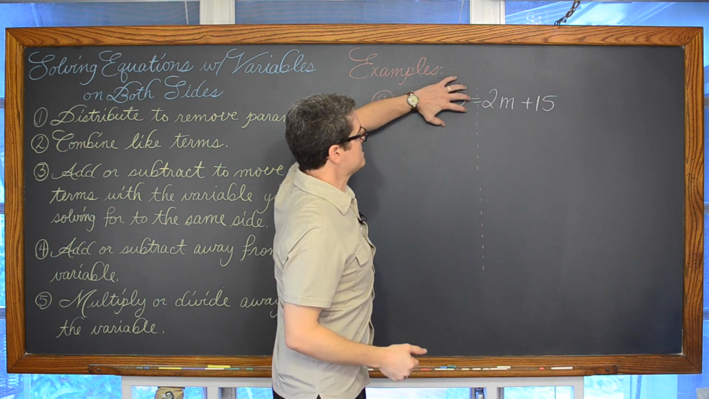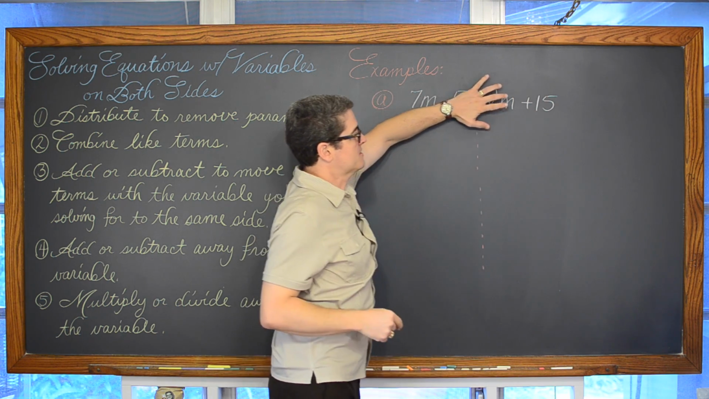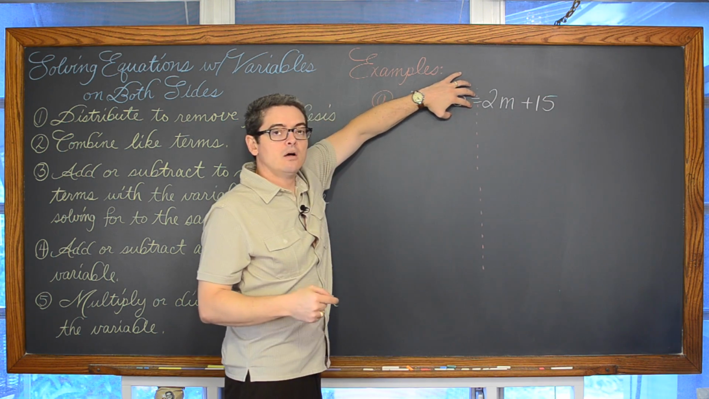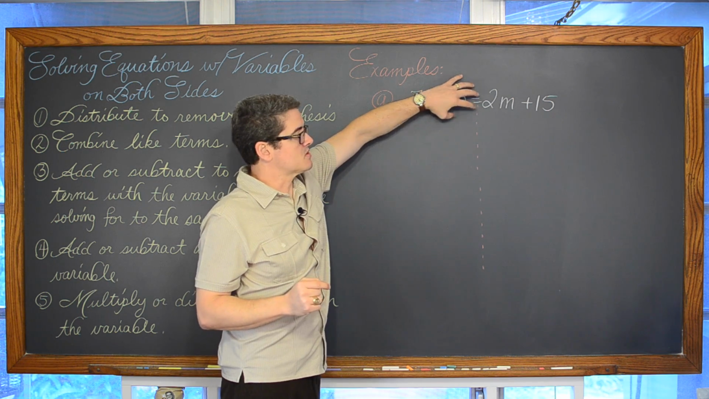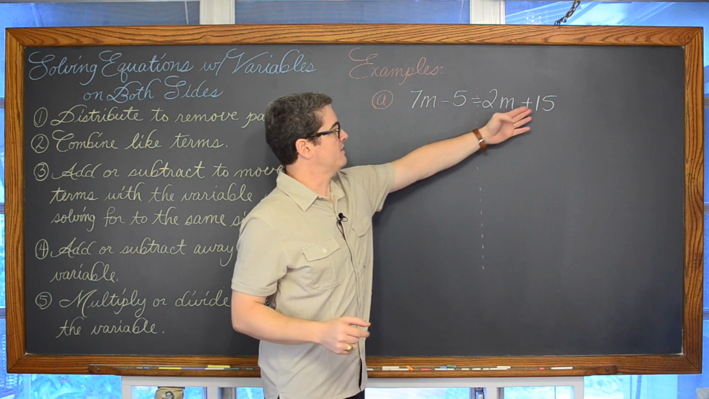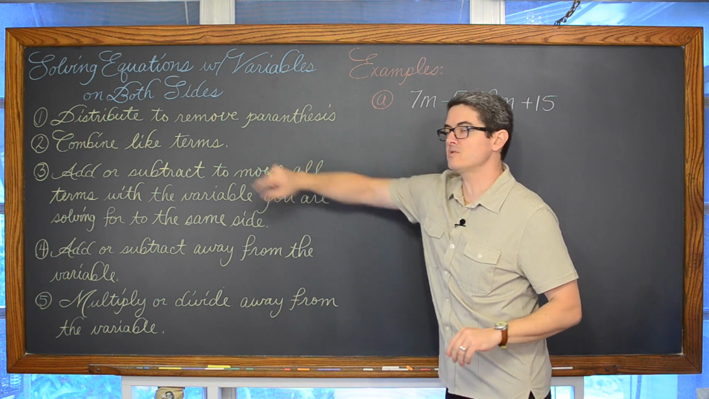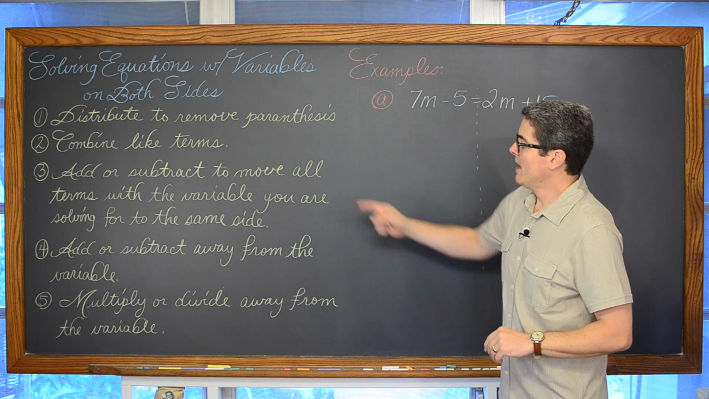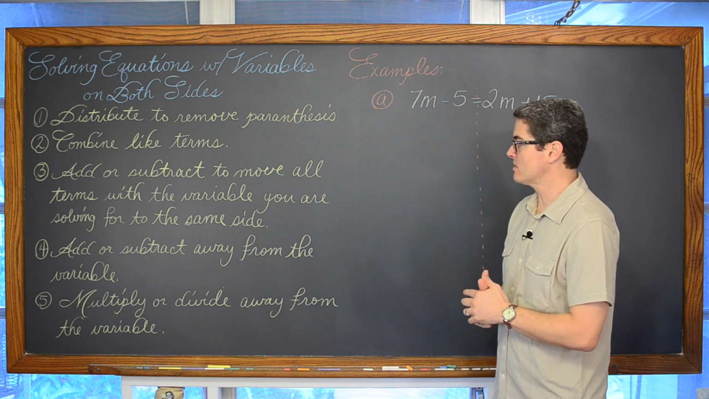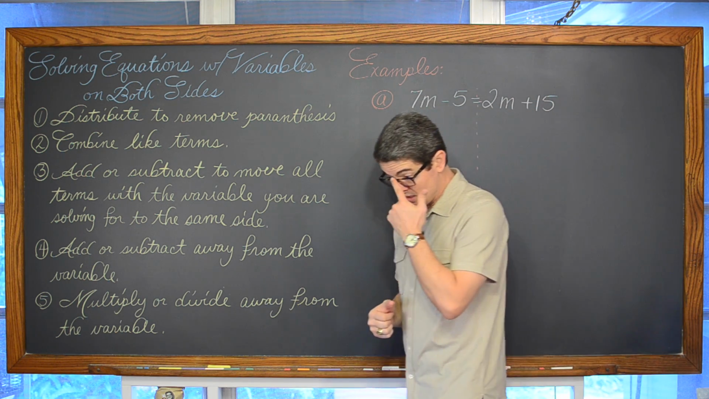Now when you look on the right side, same thing. 2m and plus 15, this has a variable, this does not. Those are not like terms. So yes, 7m and 2m are like terms, 5 and 15 are like terms, but those are on different sides of the equation, so that's not what I'm referring to again in step 2. Add or subtract to move all terms with the variable you are solving for to the same side.